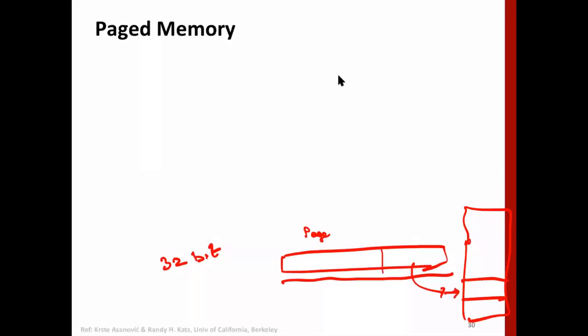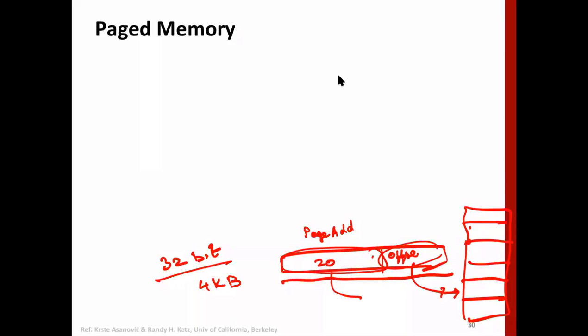Like in cache, we have block address and offset, right? Similarly, we have page address and offset. In our case, when we assumed a 4 KB page, the upper 20 bits can represent a page in main memory, and the offset can represent which particular byte in the page. These 20 bits represent the base of the page.